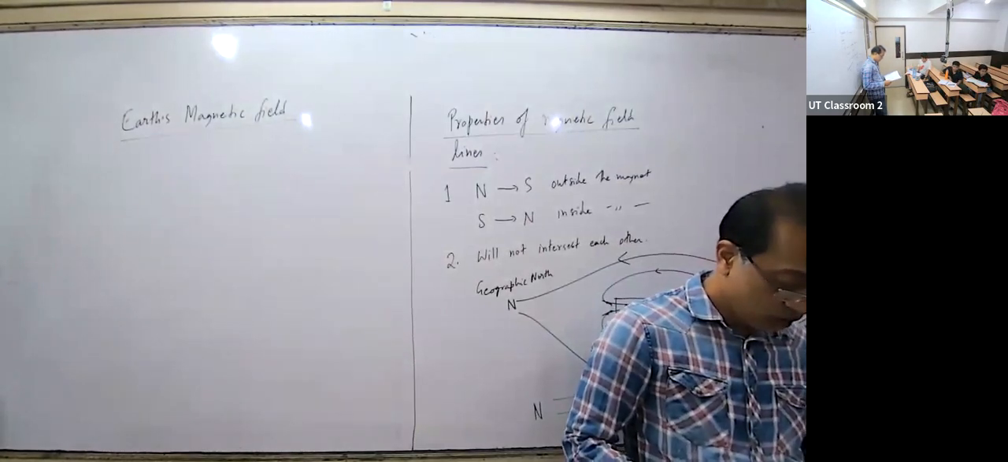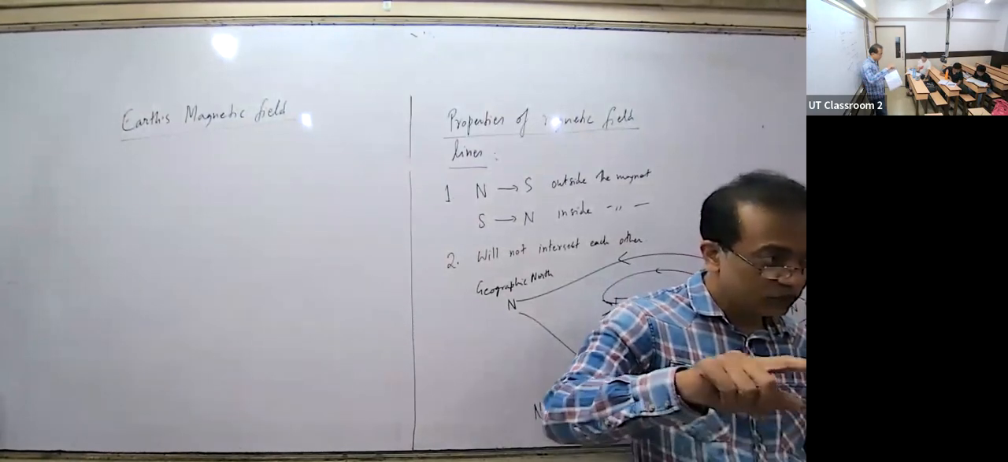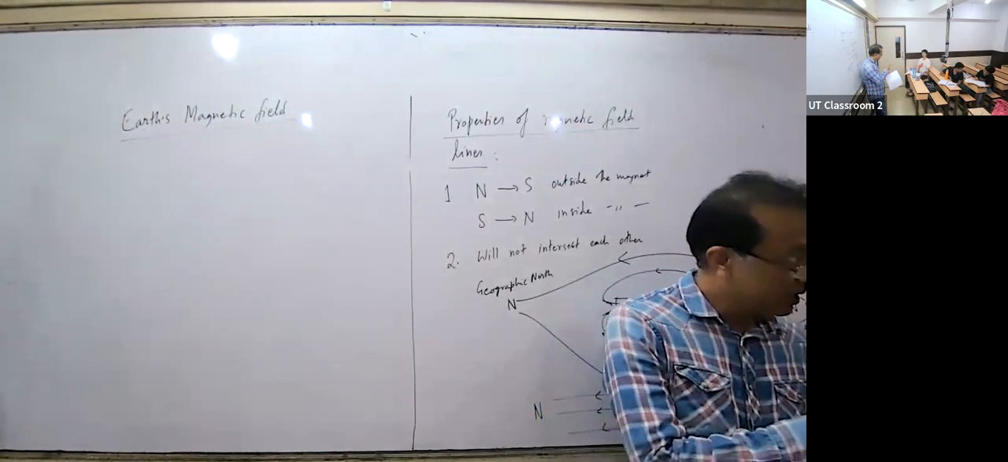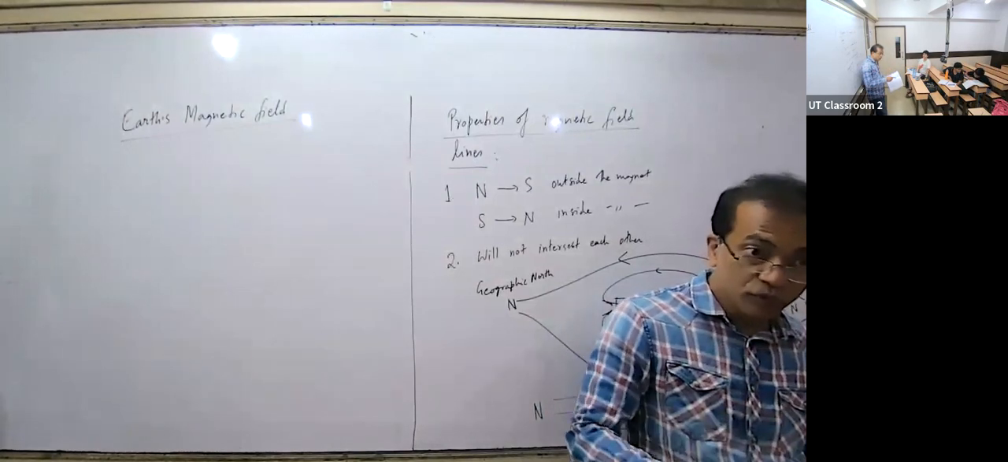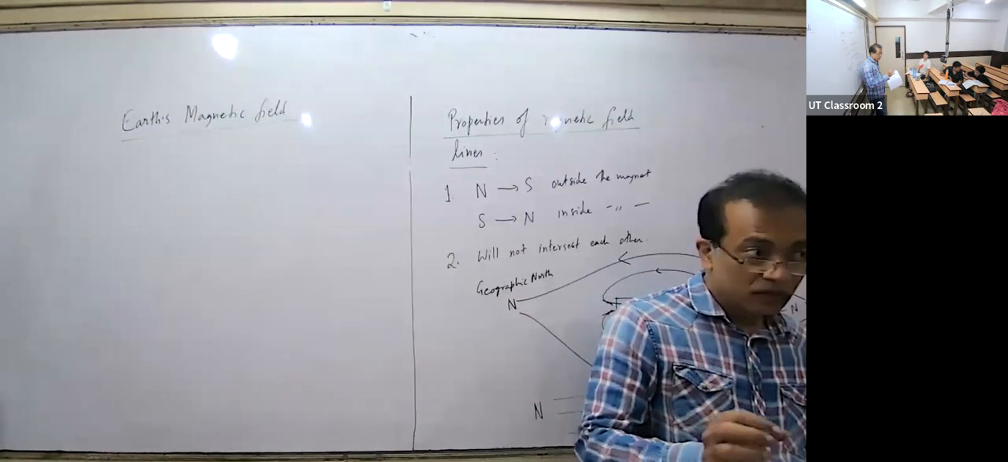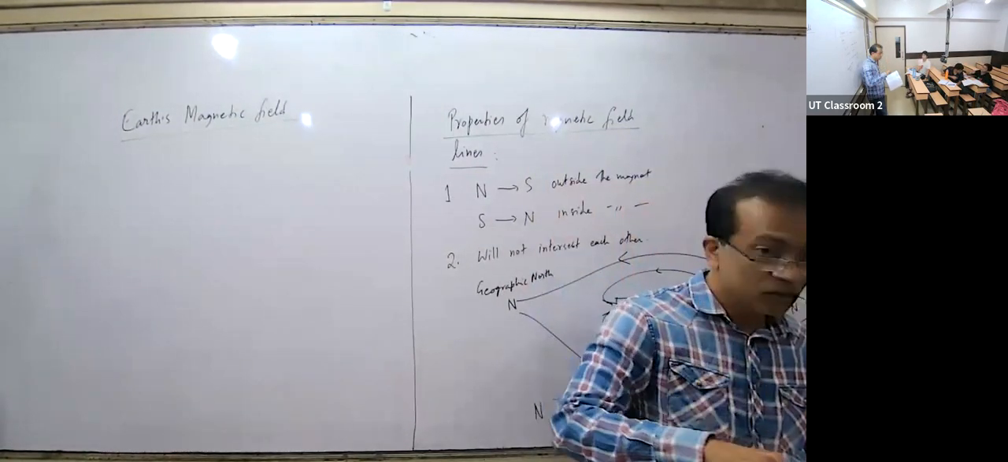So they are closed continuous curves, starting from north and entering at south and then south to north. So these are closed loops. It's not like starting from one and then going endlessly somewhere. No, these are closed loops.